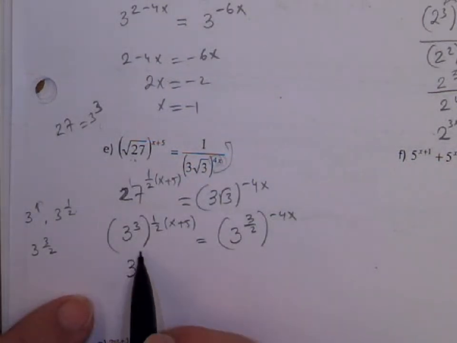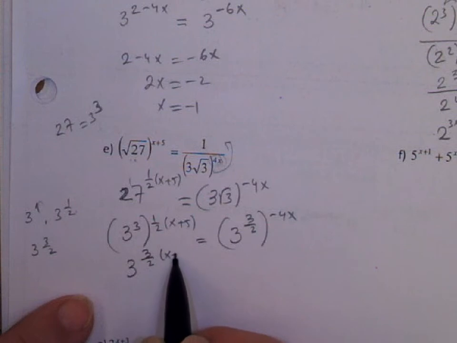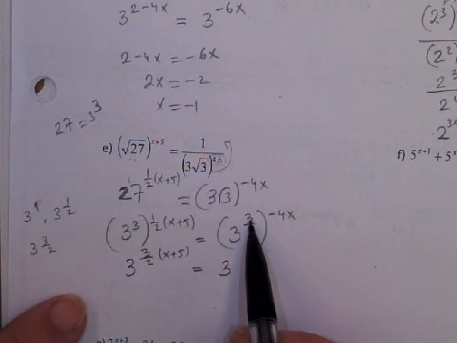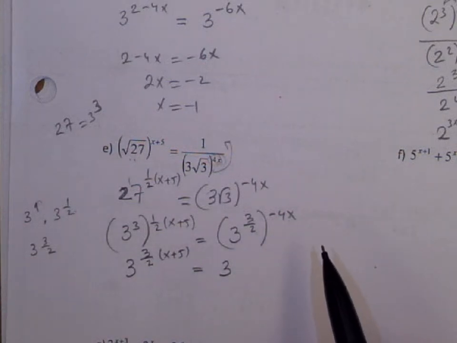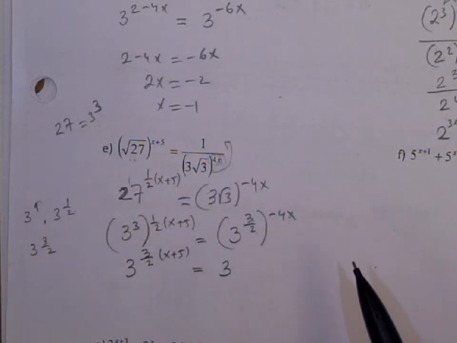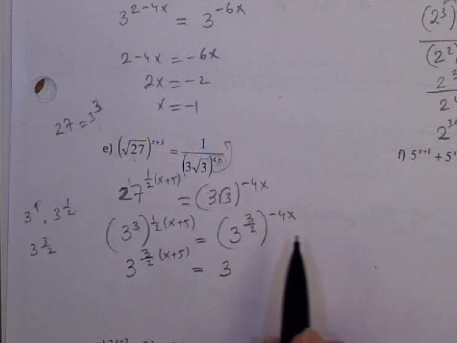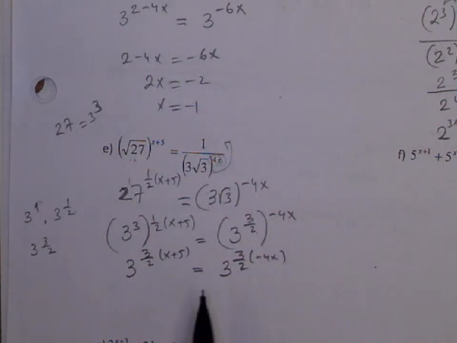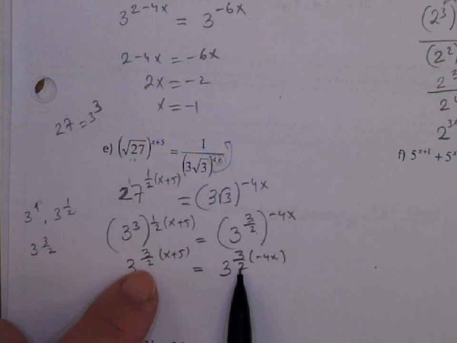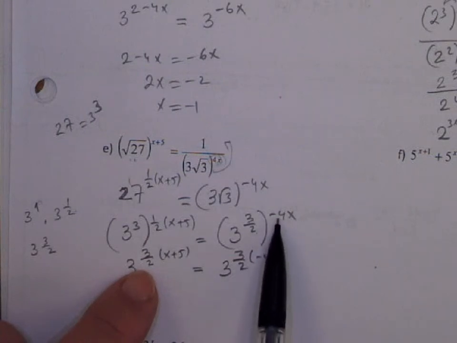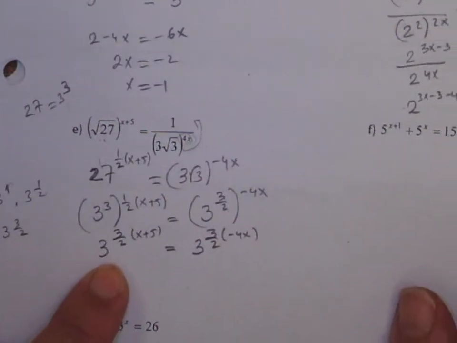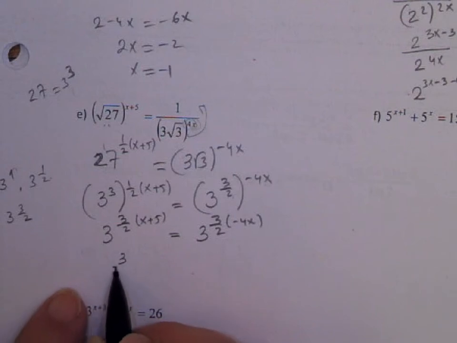Finally, so you get 3 to the power of 3 over 2 times x plus 5 here, and the right side, so you need to multiply 3 over 2 times negative 4x. Actually, if you keep it as multiplication, simplifying is going to be easier, because I also see 3 over 2 here. You could definitely multiply these two, but now I see 3 over 2 on the left side too. We can easily get rid of it. So let's make the exponents equal to each other now.